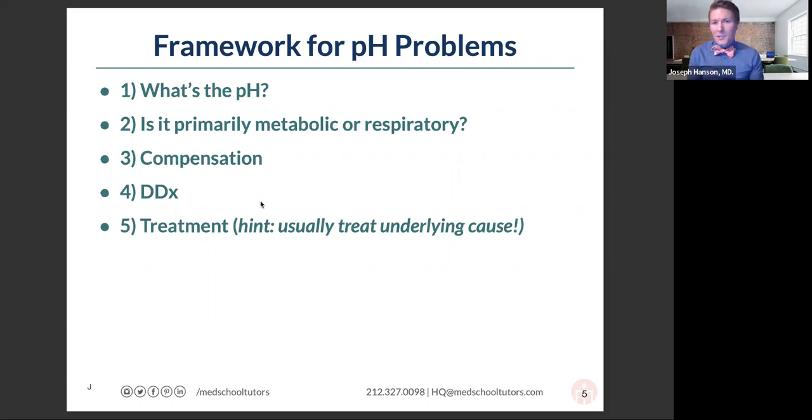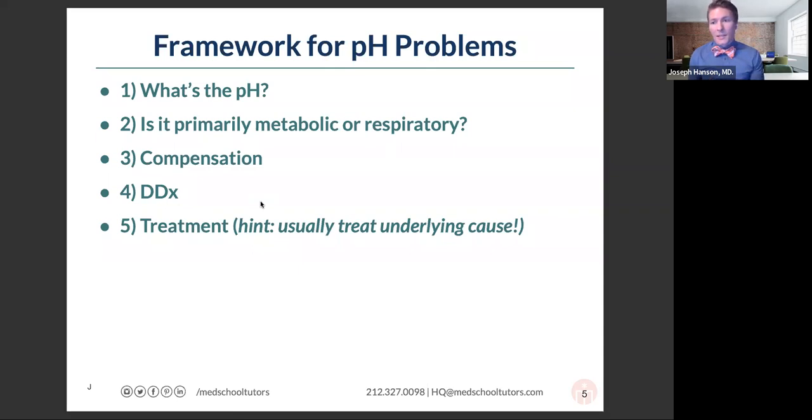For the purposes of questions that you're going to see for Step 1 and Step 2, though, 7.4 is like the median number, which means that if we drift a little bit one direction or another, that usually means something. And so we're going to use that as our staple. The staple number is 7.4. And the first thing we want to know is, are we acidotic? Are we below that 7.4 value? Or are we alkalotic, above that 7.4 value?